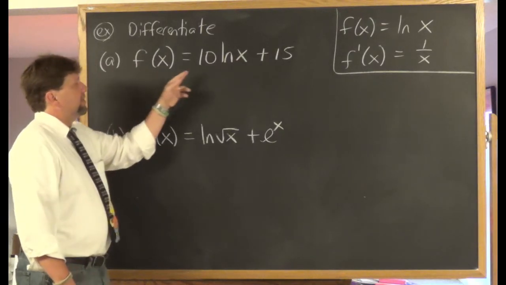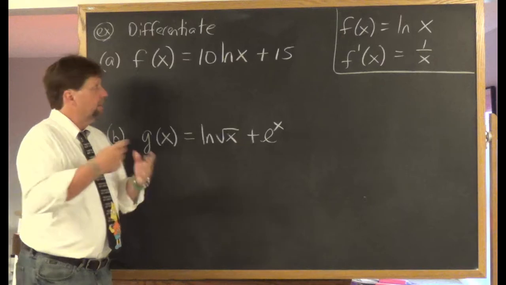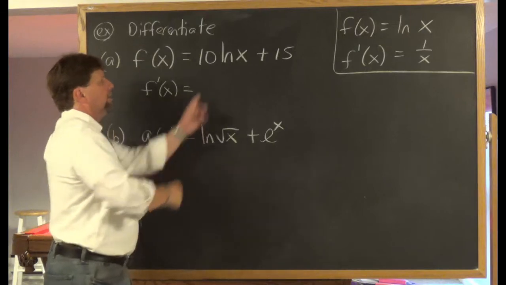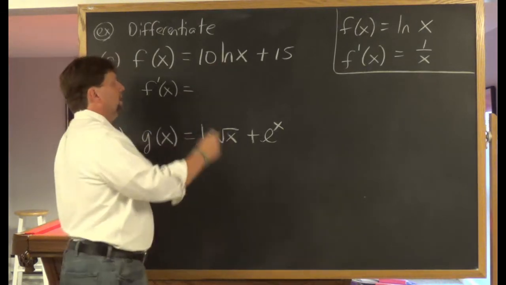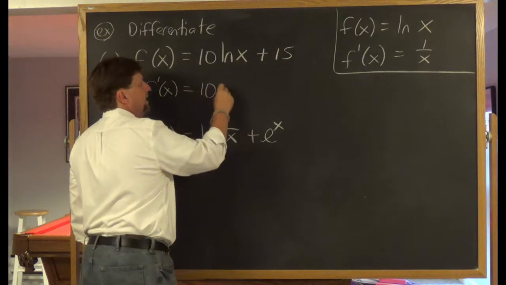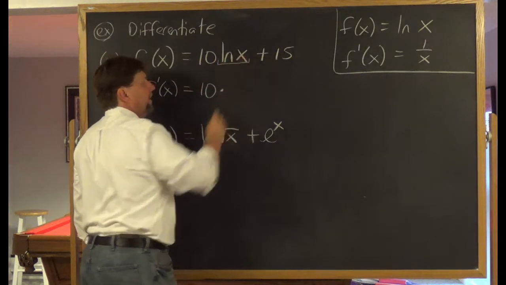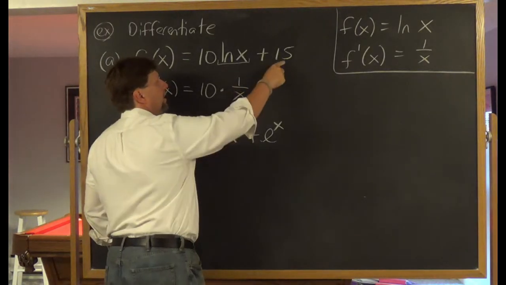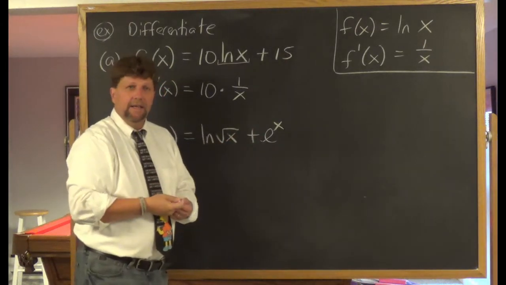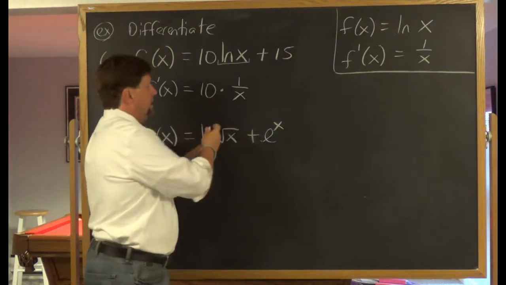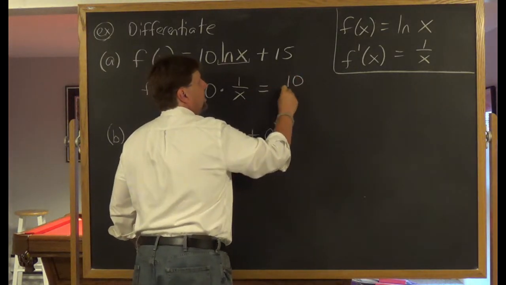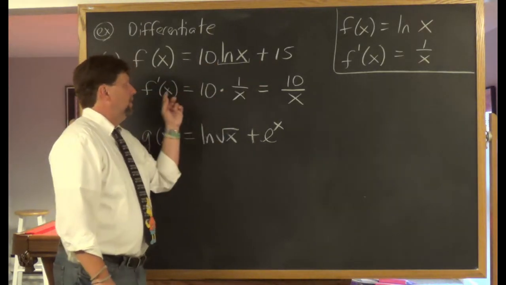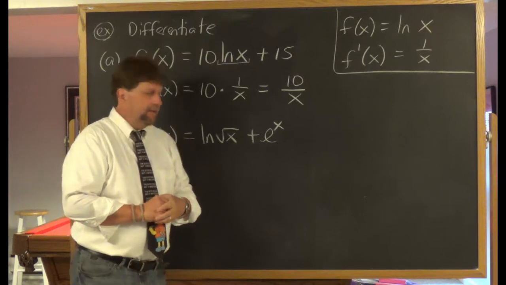So in part A, the function is 10 natural log x plus 15. So quite simply, the derivative is, well, remember here you have the constant multiple rule happening. So the derivative is the constant 10 times the derivative of ln x. The derivative of ln x is 1 over x. And then remember, the derivative of a constant is 0. Now, I would multiply these together to get the derivative to be 10 over x. So for the function 10 natural log x plus 15, we have the derivative to be 10 over x.